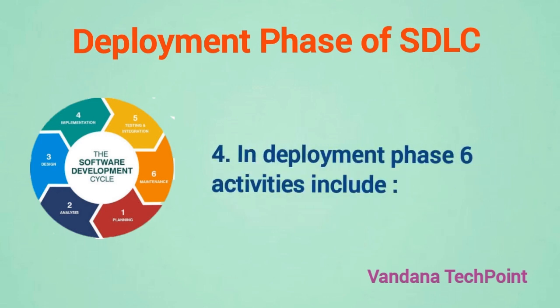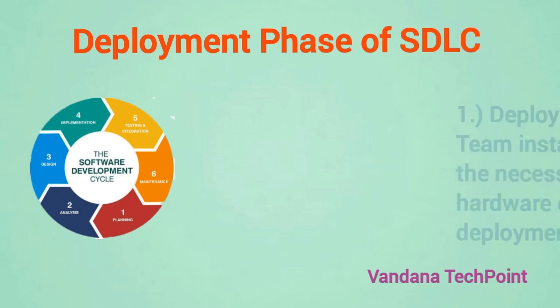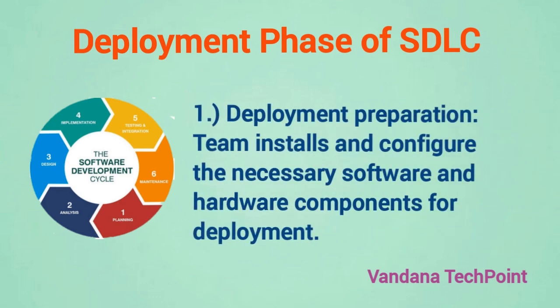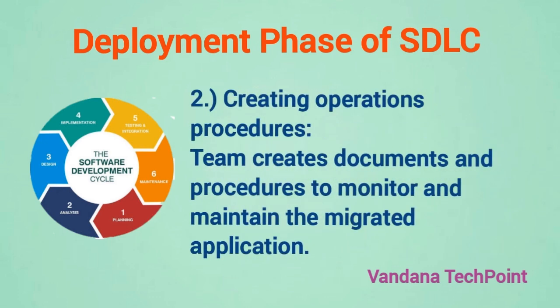Fourth, in deployment phase, 6 activities include, that is, first, deployment preparation. In this, team installs and configure the necessary software and hardware components for deployment. Second activity is creating operations procedures. In this, team creates documents and procedures to monitor and maintain the migrated application.